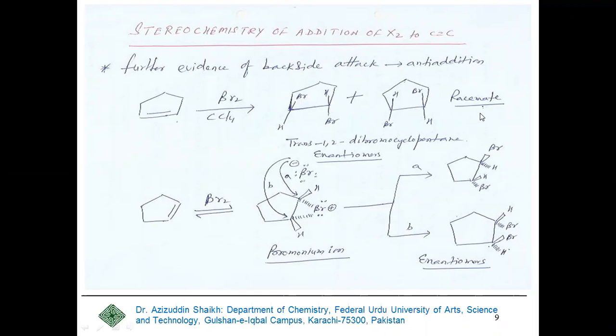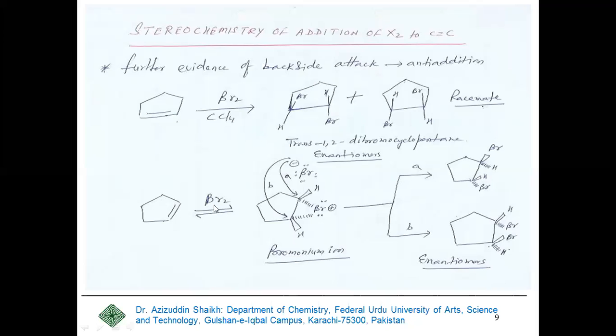The two compounds were obtained on the opposite side, the anti-product. This is what they are called, trans or anti-product. Trans means trans-1,2-dibromocyclopentane. So two products are obtained, both are enantiomers of each other. So this is called a racemate.